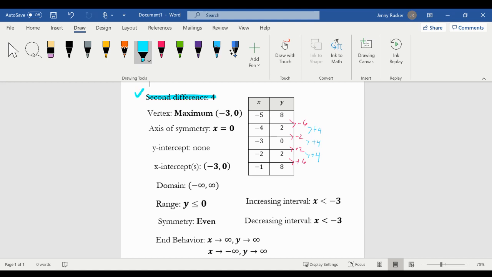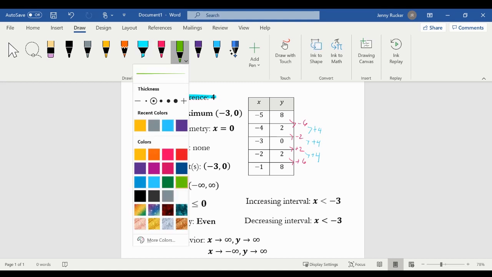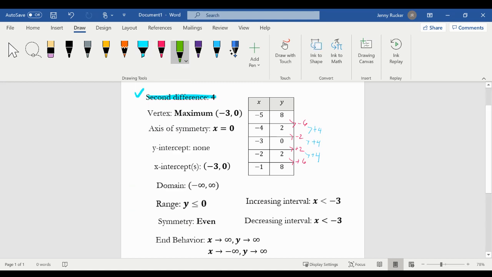All right, let's take a look. Vertex is a maximum at -3, 0. So I agree that our vertex is at -3, 0 because that is a turning point. You can see we have symmetry 8, 2, 0, 0, 2, 8. There's symmetry on both sides of that vertex, but 0 is not the largest value. It's not a maximum in this case. It is a minimum. So this one is not a true statement.